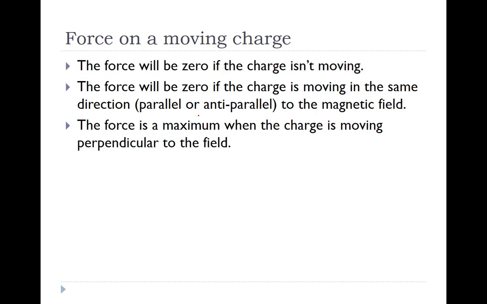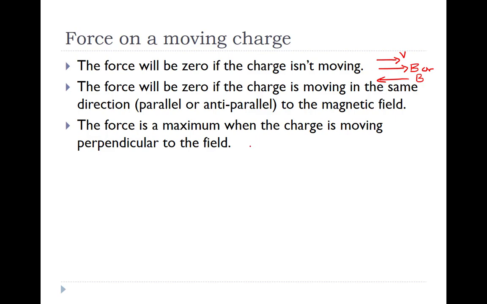So summarizing that, the force will be 0 if the charge isn't moving. So if V is 0, there's no force. The force is 0 if it's moving in the same direction as the magnetic field. Okay, so illustrating this second point, if V is this way and the magnetic field points this way or that way, that's going to give us a force of 0.